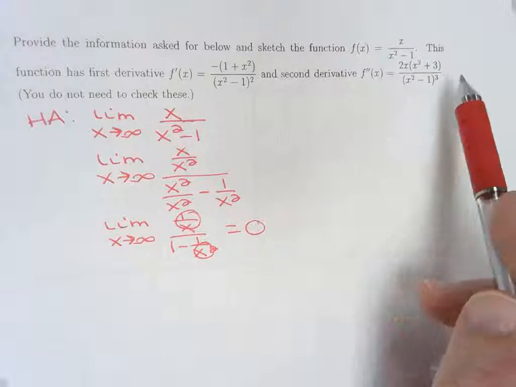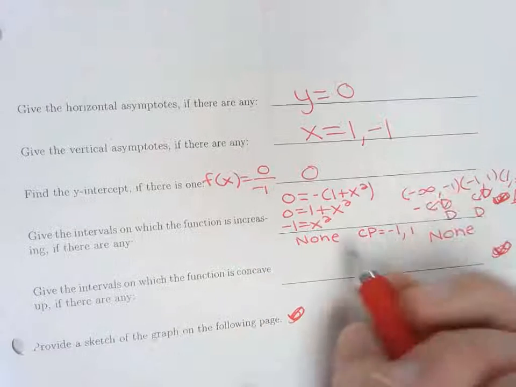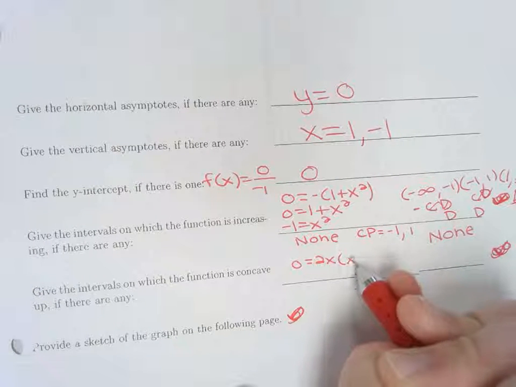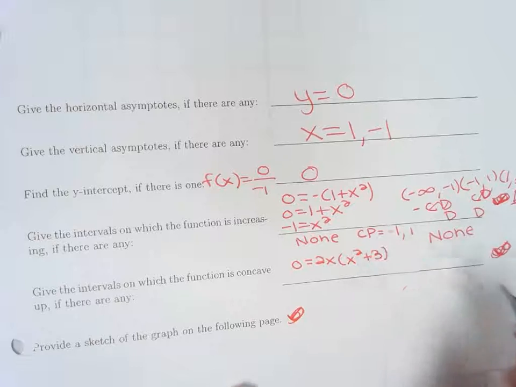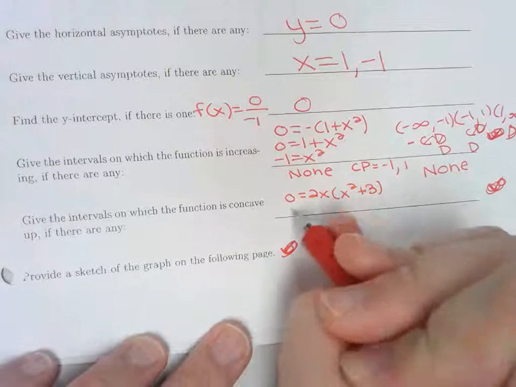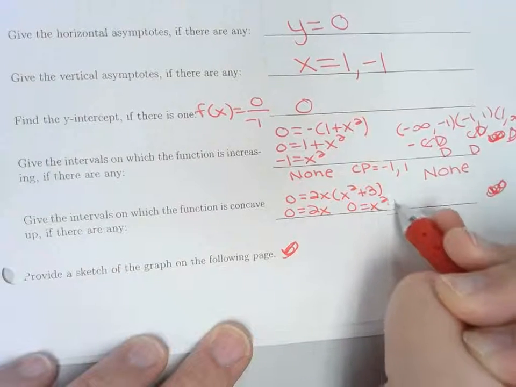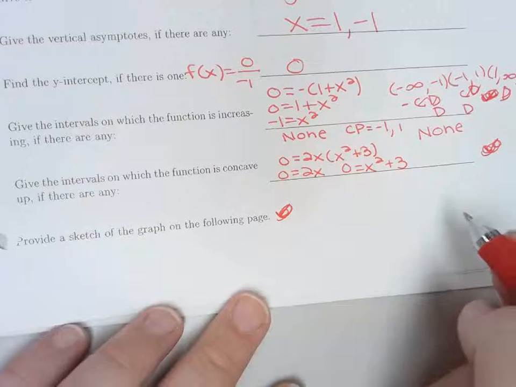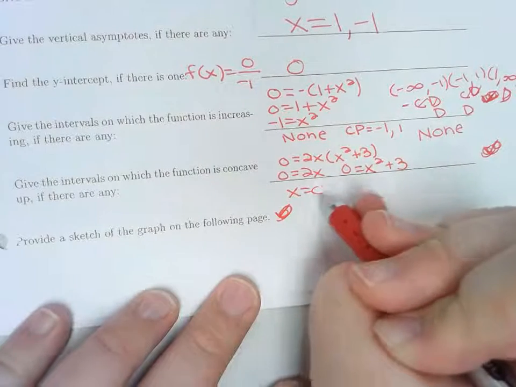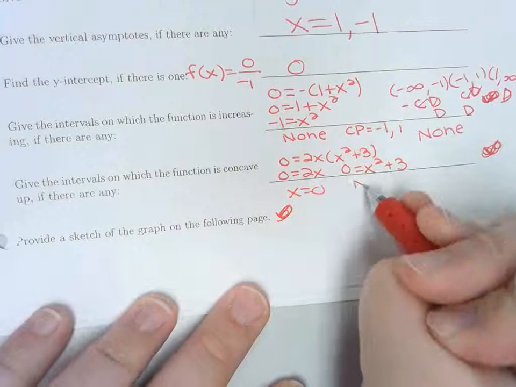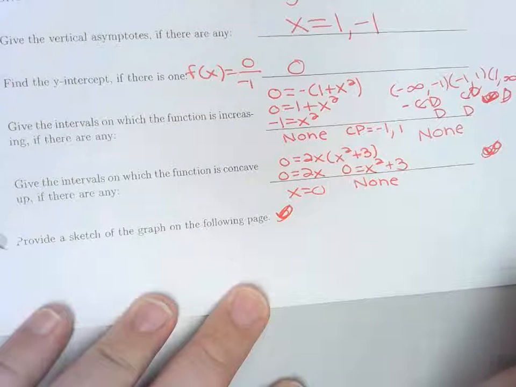So we can take the top part and set it equal to 0. So 0 equals 2x times x squared plus 3. Set both parts equal to 0. I'm looking for inflection points because that will tell me how to split up my interval. So x is 0, and we notice again, subtract 3, we cannot take the square root of negative 3, so I don't get any inflection points from there. I also have to look at where the second derivative is undefined.